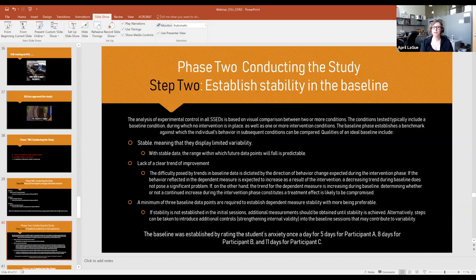It's really important to focus on that stability of the baseline. I have a quick question, Dr. LaGue. Is that the difference between a concurrent and non-concurrent multiple baseline, when the intervention beginning is staggered after the baseline? It's not. That's okay.